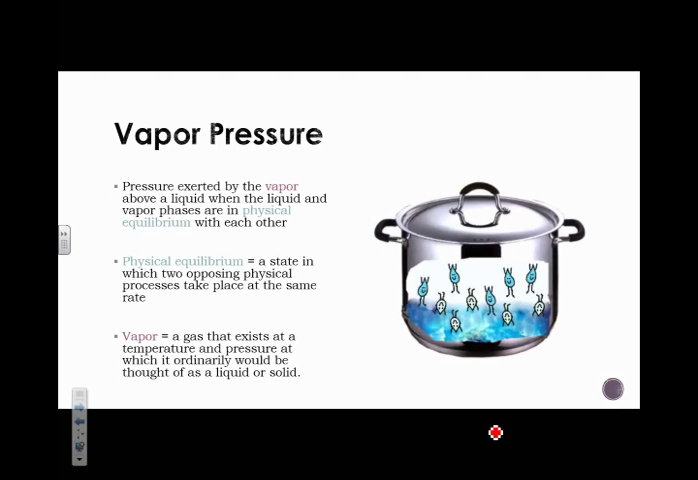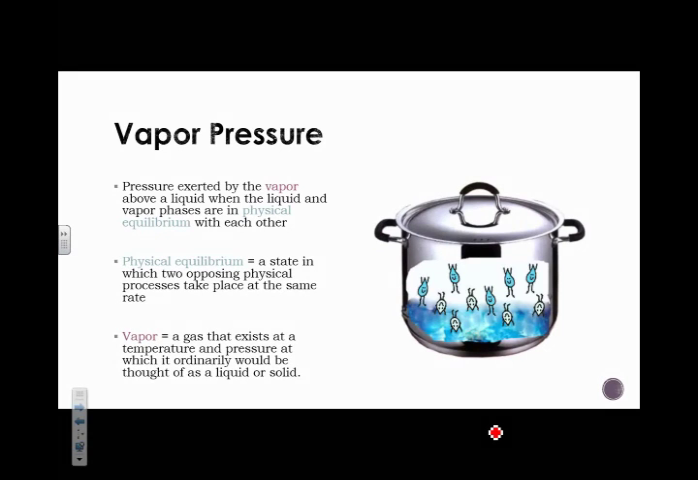It's the pressure exerted by the vapor above a liquid when the liquid and vapor phases are in physical equilibrium with each other. Physical equilibrium is the state in which you have 2 things happening and they're opposite of each other and they take place at the same time. So it's kind of like people entering and exiting a government building, where you've got a lot of people coming in and a lot of people leaving at the same time. A vapor is that gas above a liquid that you only have there because the liquid actually lets molecules go into the gas phase, not because you boiled it or did something to it.